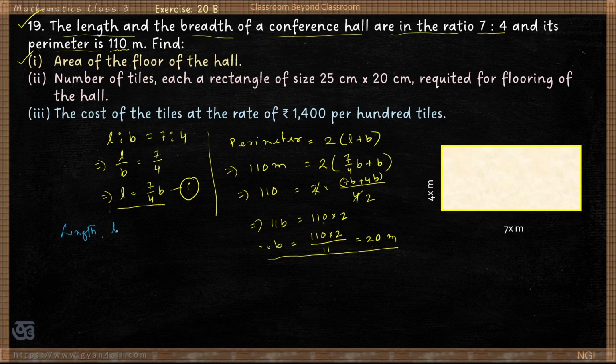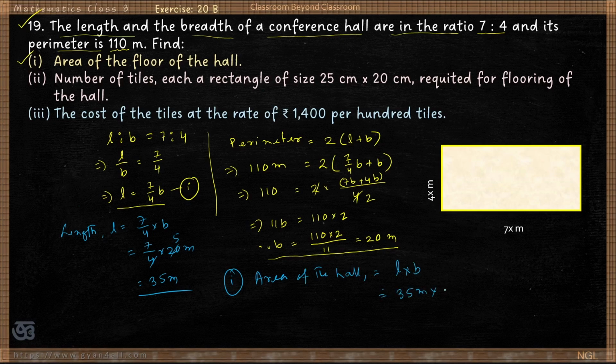So length L is equal to 7/4 into B, and that is equal to 7/4 into 20 meters, and that is equal to, 4 5s are 20, and this is 35 meters. So the length is 35 meters. So for number 1, the area of the hall is equal to length into breadth, and that is 35 meters times 20 meters, so that is equal to 700 square meters.